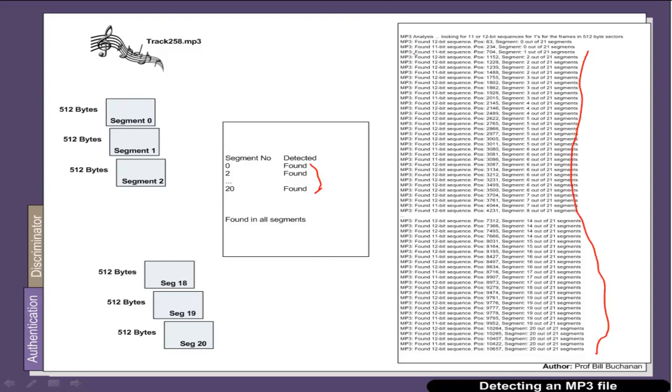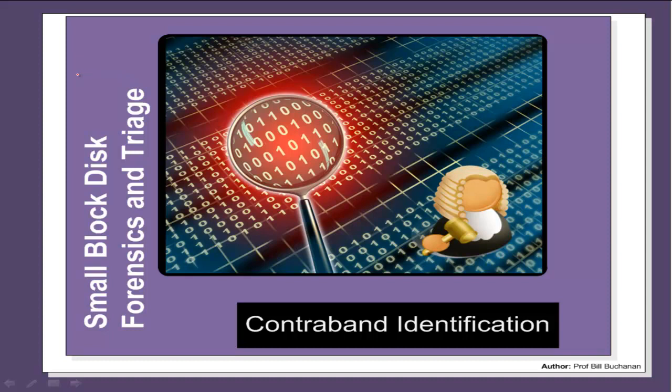So there's a good chance we can actually determine this, especially if we look for these 12 ones between the frames. If we can determine the frame size, then we can easily determine that the file is an MP3 file. Okay, so let's see if we can identify contraband on a disk by sampling the basic sectors inside it.